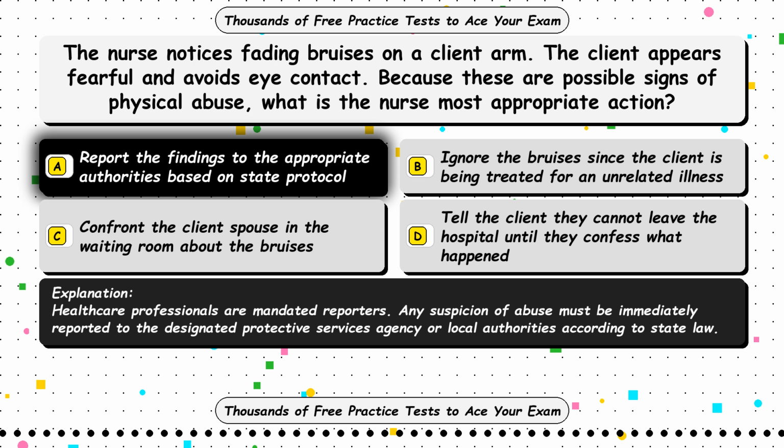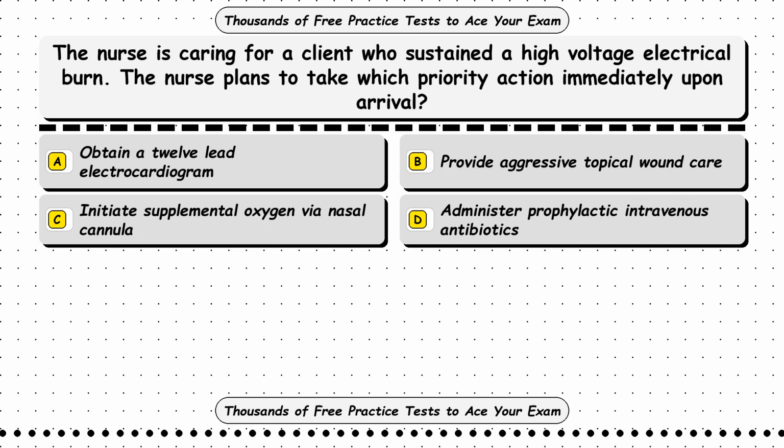Question 124. The nurse is caring for a client who sustained a high-voltage electrical burn. The nurse plans to take which priority action immediately upon arrival? Option A, obtain a 12-lead electrocardiogram. Option B, provide aggressive topical wound care. Option C, initiate supplemental oxygen via nasal cannula. Option D, administer prophylactic intravenous antibiotics.